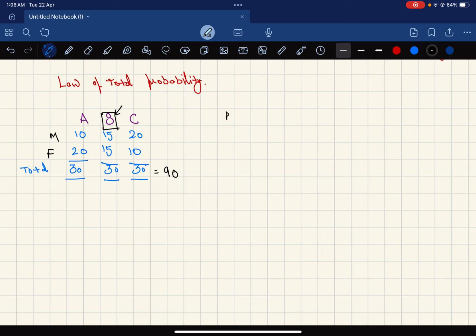Now let us say we have to calculate the probability of getting a male. This is nothing but a marginal probability, since we are not considering the second variable, we are only considering the first variable. Now this can be calculated as the probability of getting a male who is also in class A plus the probability of getting a male who is also in class B plus the probability of getting a male who is also in class C. So these are the only three possibilities in which we can get a male student. Either he is from class A or from class B or from class C.